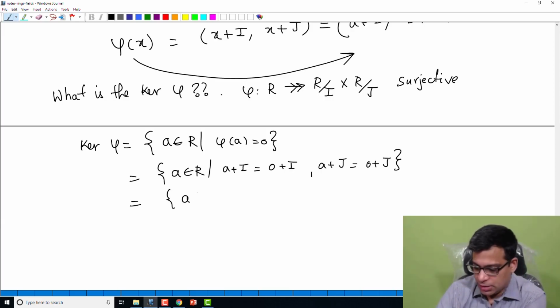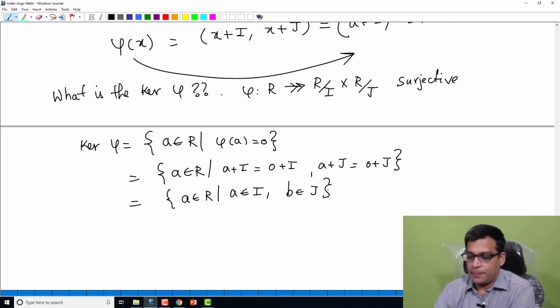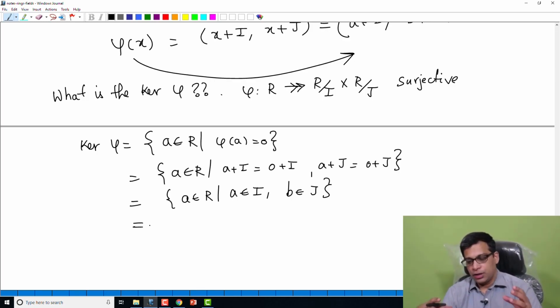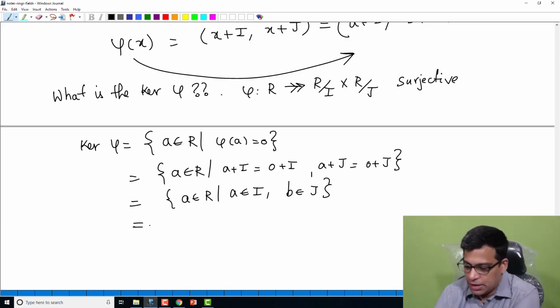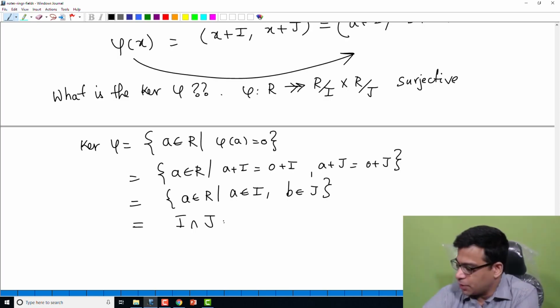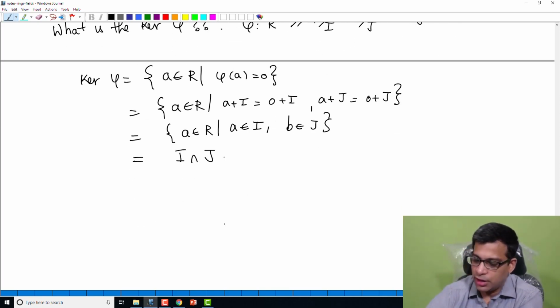But that means all elements A in R such that A is in I and A is in J. Because A plus I is equal to 0 plus I means A is in I, A plus J is equal to 0 plus J means A is in J. But there is another name for the set of elements A such that A is in I and A is in J. And what is that? That is simply the intersection. So, the kernel is the intersection.